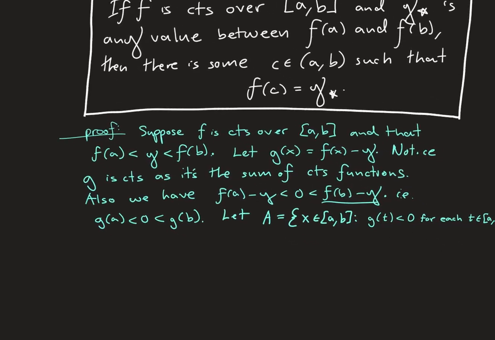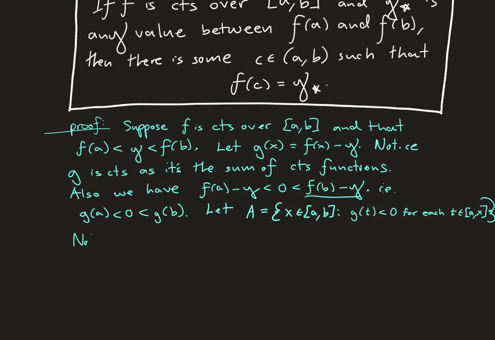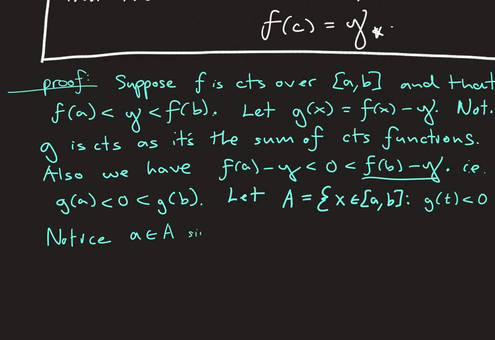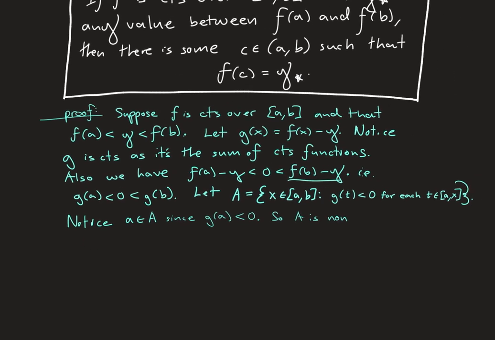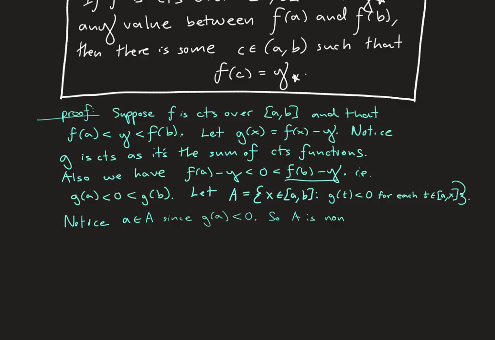But let's look here. Notice the lowercase a is a member of A since g of a is less than 0. So A is non-empty. Again, if I want to use this least upper bound property of the real numbers, I have to make sure that my set is non-empty and bounded above. So A is non-empty.